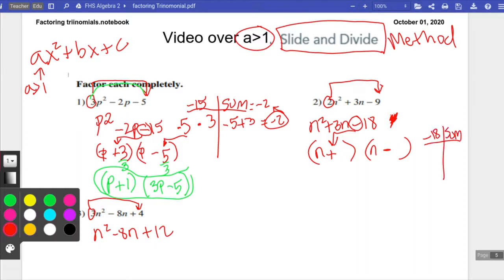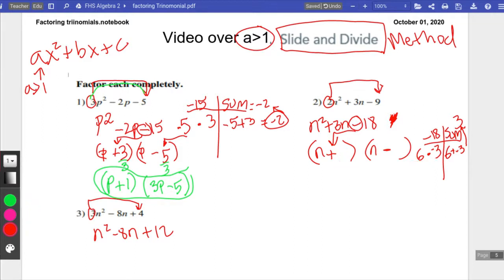And the sum needs to be the 3. So what two numbers, if I multiply, would give me negative 18? I can think of 6 and 3 on top of my head. 6 and 3, got it. So 6 times negative 3, that gives me negative 18. If I add those, that would give me positive 3. So I could put those numbers in. Let me do that a different way, because I need that space right there. So the 6 goes with the positive, and the 3 goes with the negative.